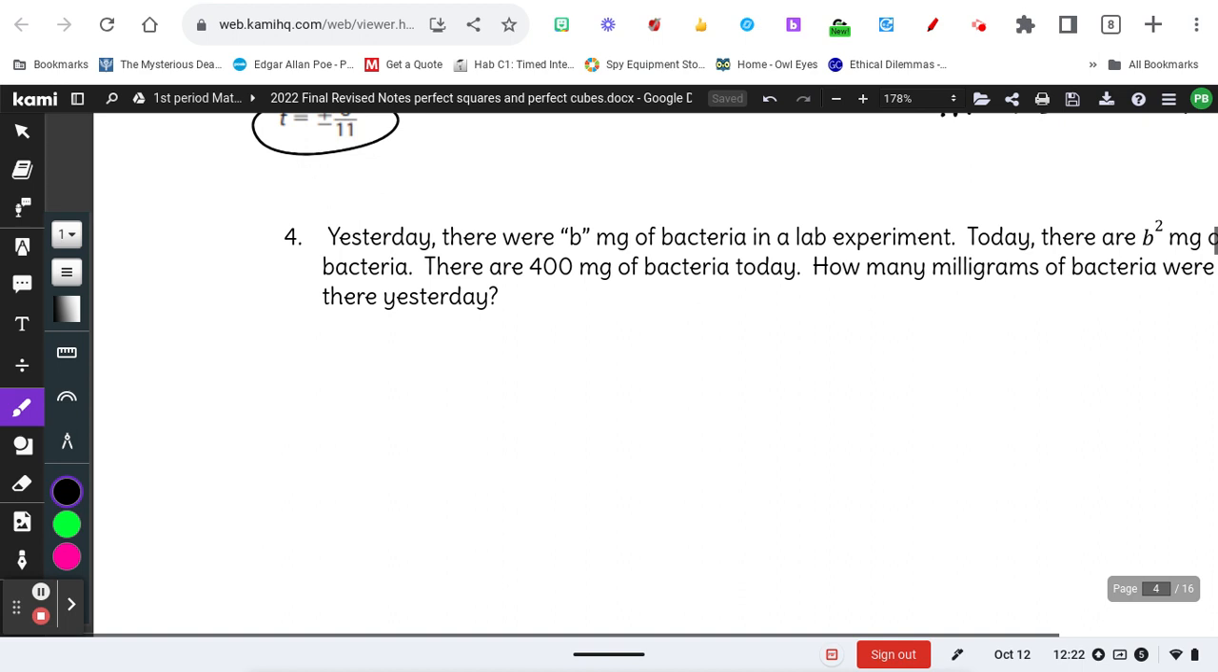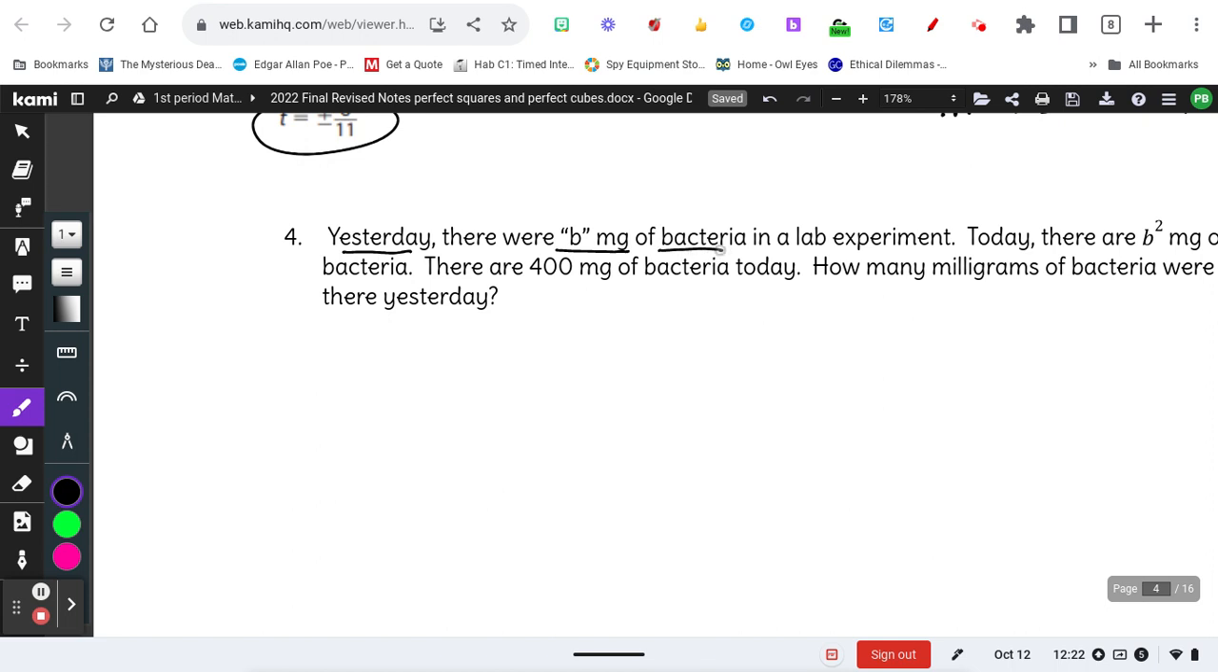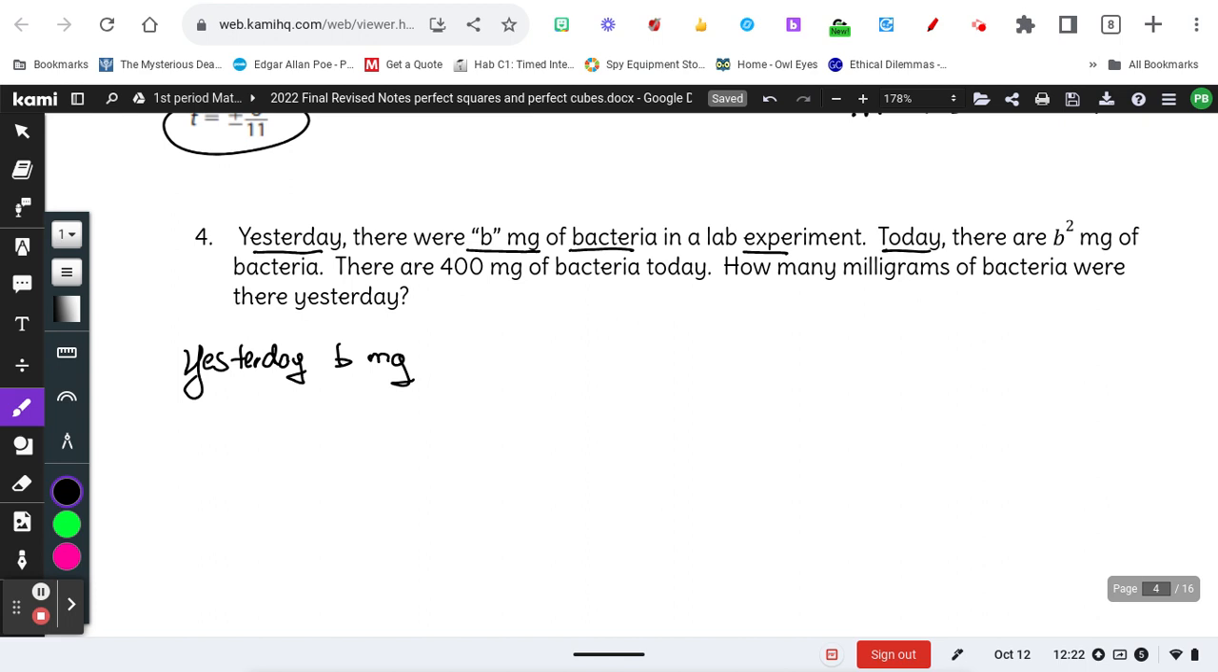Okay, let's take a look at number 4. Yesterday, there were b milligrams, the mg stands for milligrams, of bacteria in a lab. So yesterday I know that there were b. I'm going to write that down. There were b milligrams. And then today, there are b squared milligrams of bacteria. That means if you want to get from yesterday to today, all you have to do is square yesterday's.